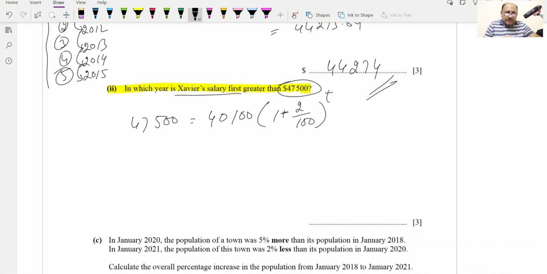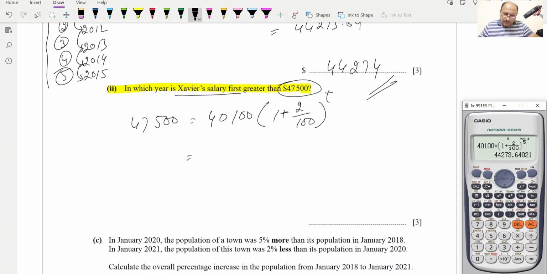Now the value of t basically we have to calculate, and if we check, this we can basically calculate. If we take this power 9, like for example, we can use a calculator basically to solve this one.